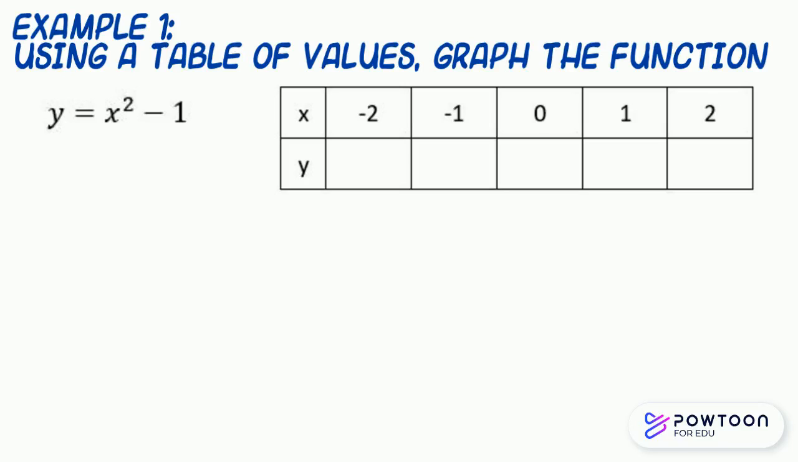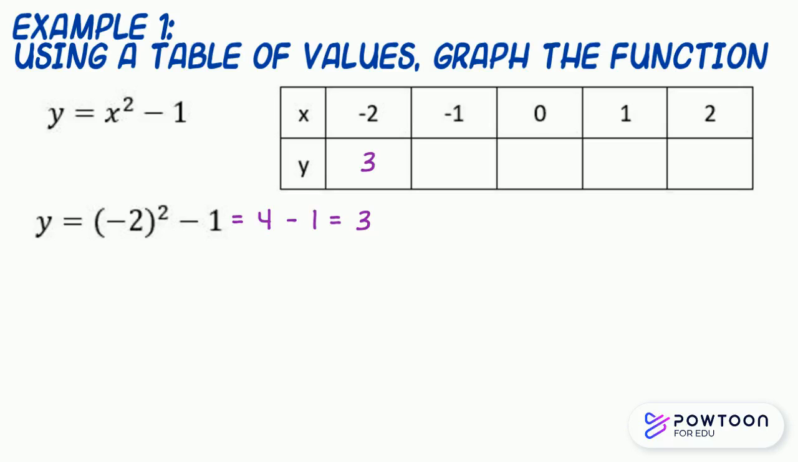So for the first one, x is -2, so I'm going to replace the x with -2. So it becomes y equals (-2) squared minus 1. Notice I put the brackets around the -2 because I want to make sure that I'm including the negative in my square value. The (-2) squared becomes a positive 4. Take away 1, so my first y value is just 3.